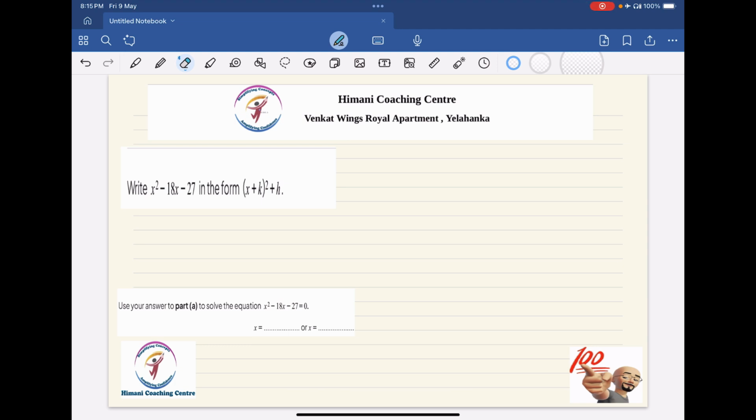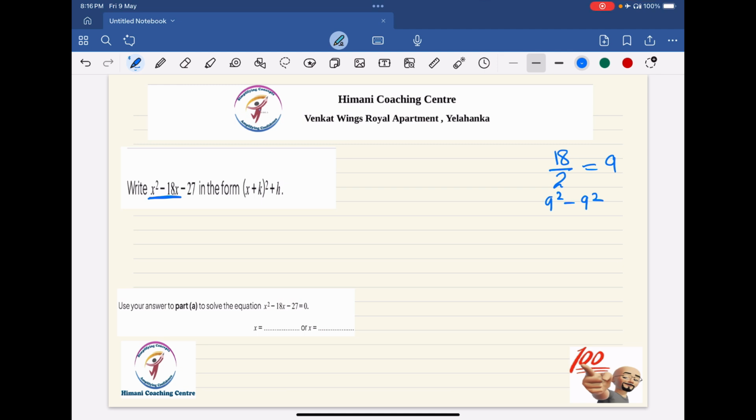It says, write x square minus 18x minus 27 in the form of (x plus k) square plus h. So what we do here is we look at x square minus 18x, look at the coefficient of x, which is 18. Okay, so just divide it by 2, so you get 9. Okay, now what will we do? In the same polynomial we will add 9 square and subtract 9 square. So which is actually 81 minus 81, which is 0.